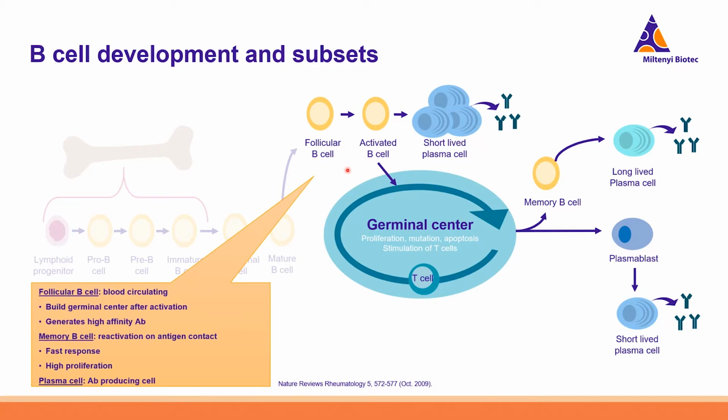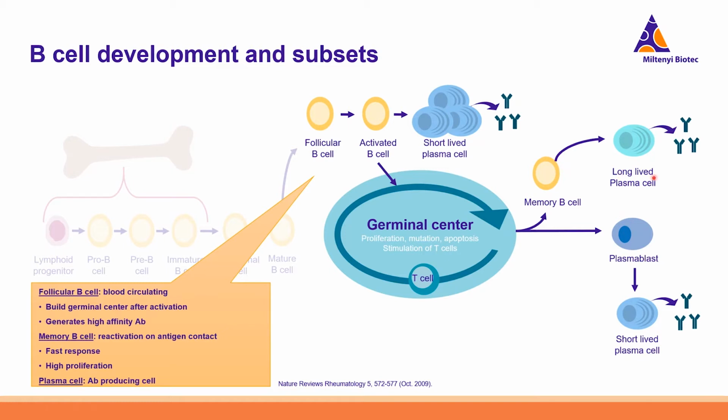But the normal way of development is that they actually undergo this germinal center reaction where a lot of different processes are happening. They do proliferation, maturation, also apoptosis is happening there. And then, of course, the stimulation and the interaction with the T cell. This process is really important to get highly specific antibodies. And when the B cells are done with this germinal center reaction, they can then be differentiated into memory B cells to build a long time memory.